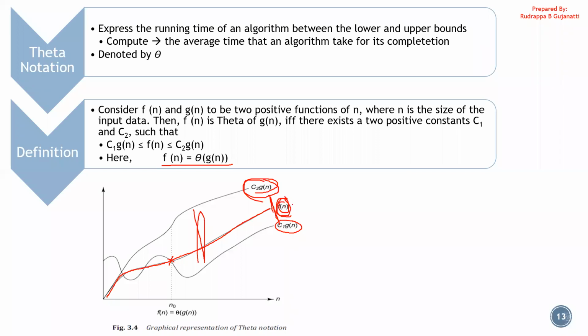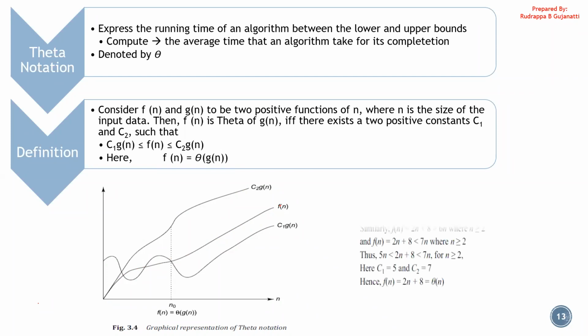So if this is the case, this part is giving you the upper bound, this part is dealing with the lower bound, and this f of n is actually in between these two, which is giving you the average time the algorithm will consume to complete its execution. So if that case is satisfied, then we call f of n as the theta notation of g of n.